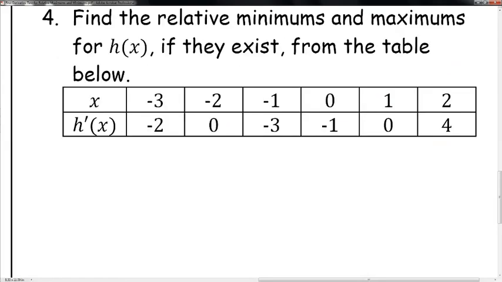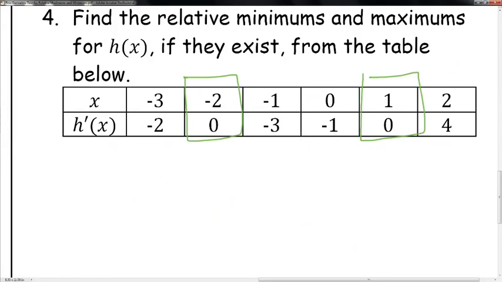Alright, number 4. Find the relative minimums and maximums for h of x if they exist from the table below. And so you want to look to see where your function changes sign. So I have a critical value, potentially, at negative 2. I have another critical value at 1. Please don't look at this guy just because there's a 0 there. That is something else. So do not use him.